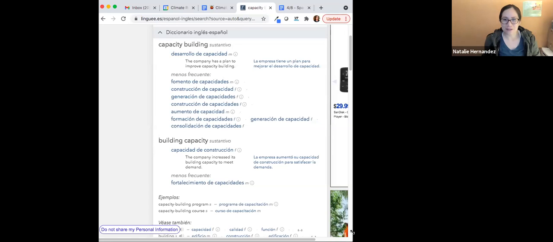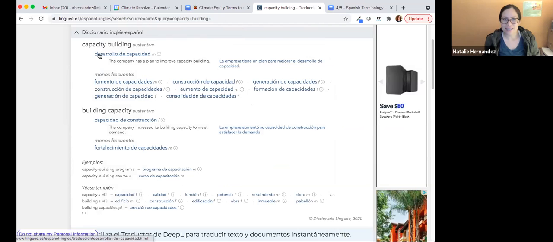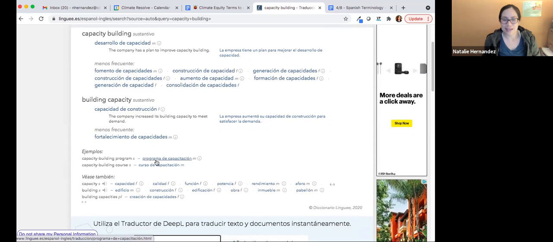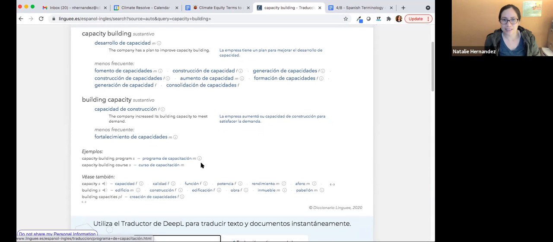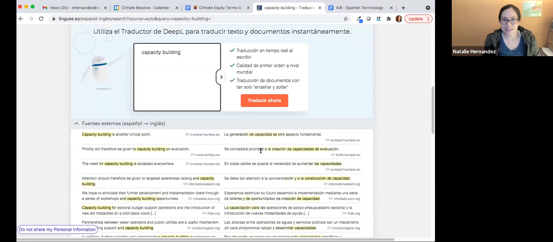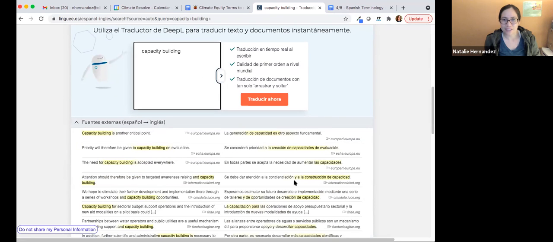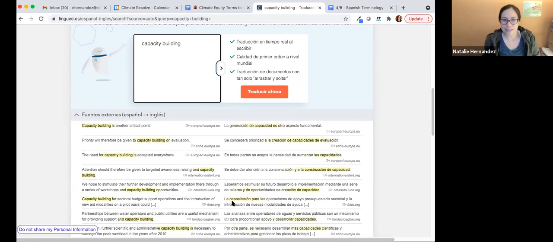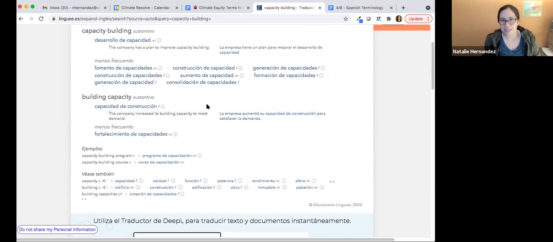If you did want to put capacity building, I'll actually share my screen. It gives you a number of different translations, and in Spanish it's desarrollo de capacidad, but it also gives other terms that might be less frequent but have been used. And I don't think we ended up going with this one. We might have gone with programa de capacitación. And then I like the translations here that were showing what other nonprofits were using to say capacity building. And that's one of the reasons I like this tool.